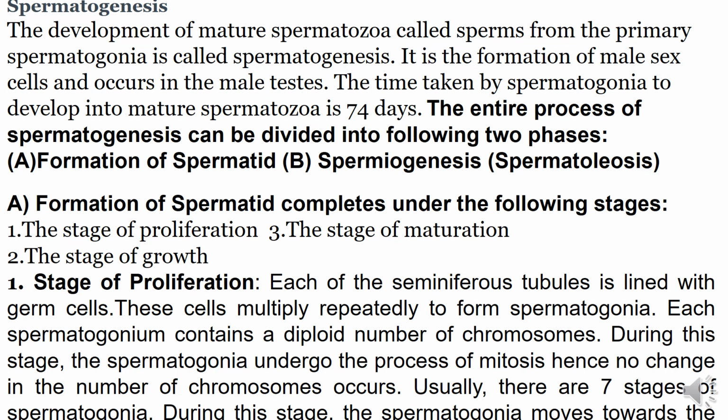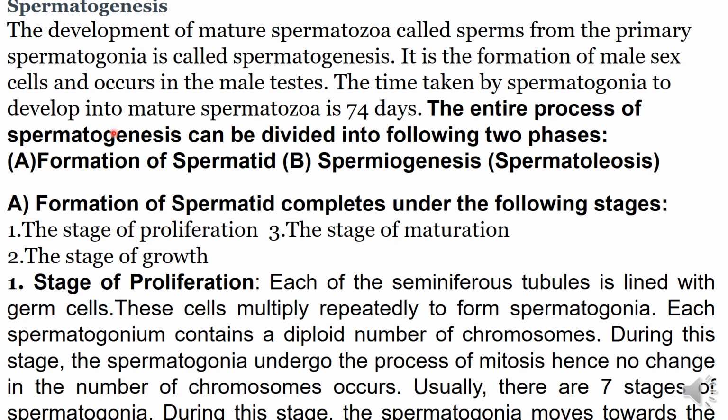So gametogenesis can be divided into two processes. The first one is known as spermatogenesis, and the second one is known as oogenesis. Today we are focused on studying the process known as spermatogenesis. So what is spermatogenesis? Spermatogenesis is the process of formation of sperms inside the testis of the male.